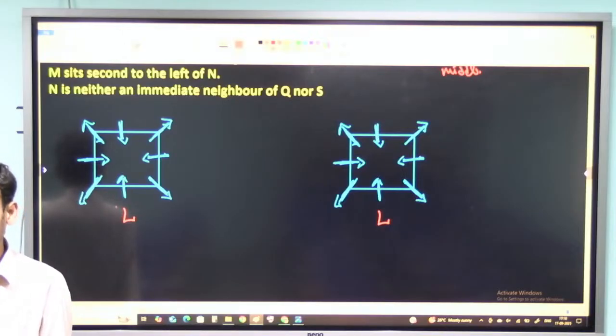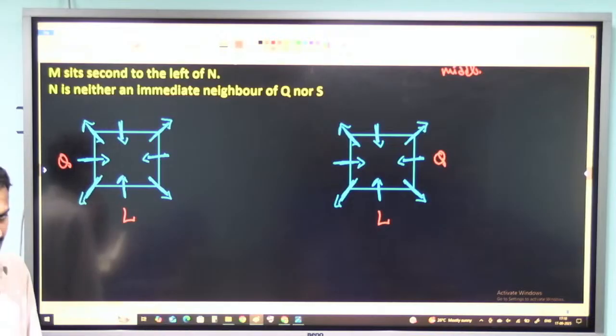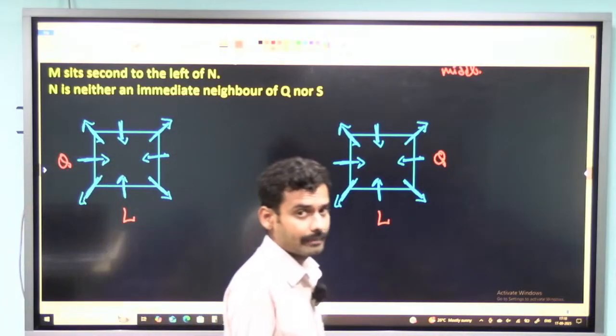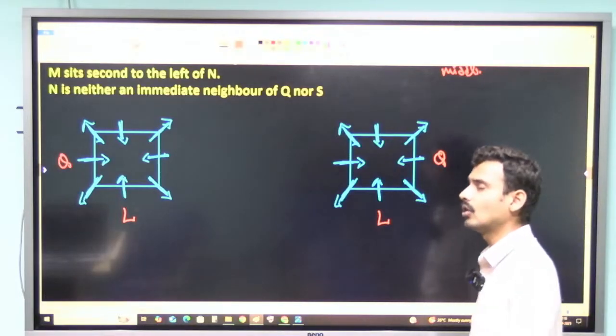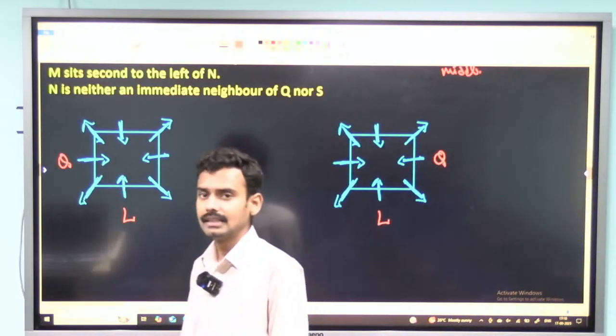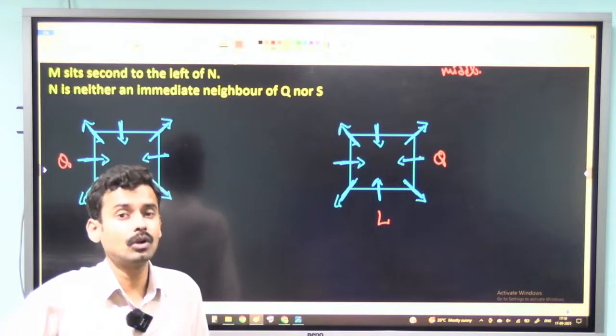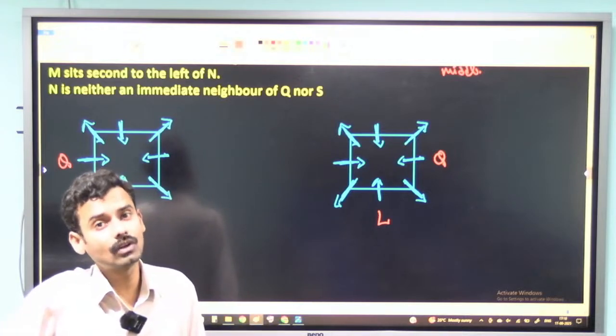I will consider Q towards the left in one condition and Q towards the right in the other condition. Hope everyone understood why I am making the cases. We are not supposed to miss out on any cases, because if we miss some or other cases, there is a high possibility that we will end up not getting the answer, or getting the wrong answer.